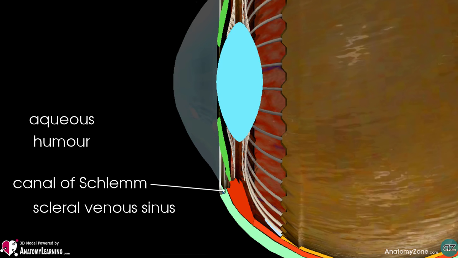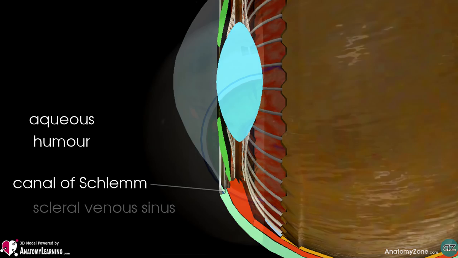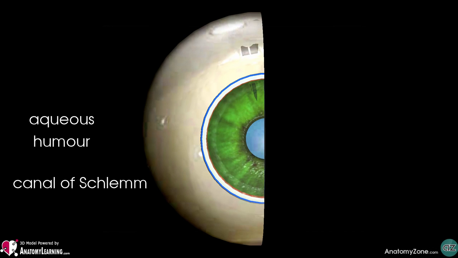This channel encircles the eye, lying at the point between the cornea and the iris. You can see this highlighted in blue on this model. If the drainage of aqueous humor is obstructed, the intraocular pressure will rise, a condition known as glaucoma.